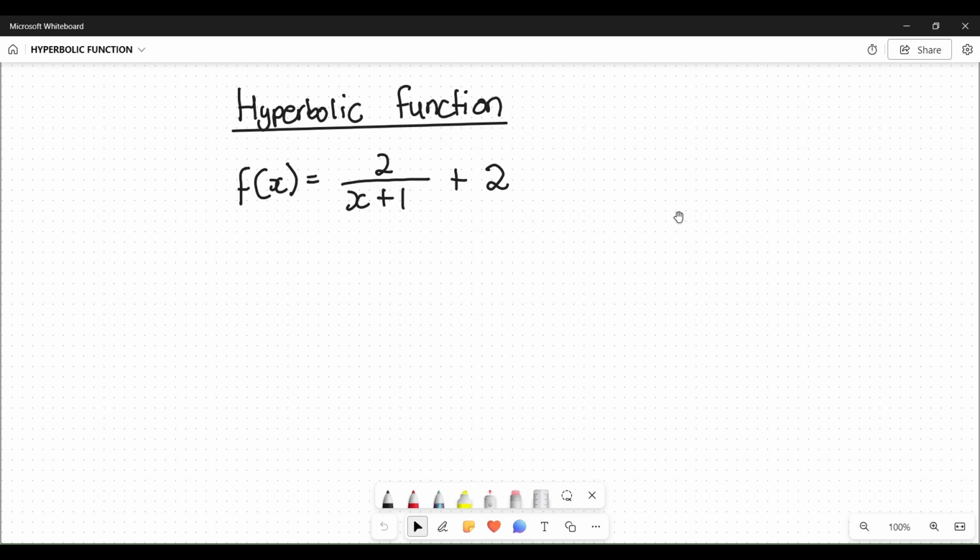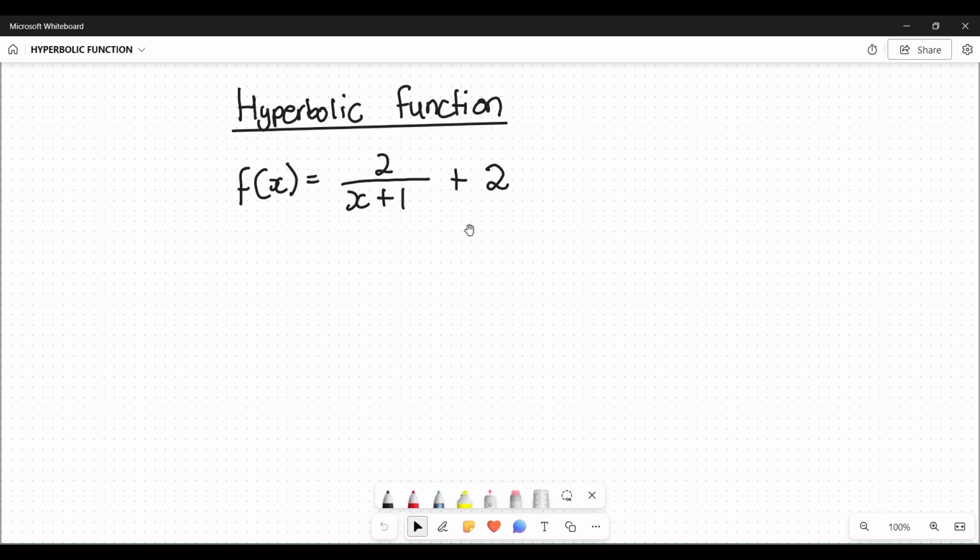In this video, I'm going to talk about the curve sketching of a hyperbolic function. Our hyperbolic function is defined by f of x equals 2 over x plus 1, plus 2. Now, in order to sketch the hyperbolic function, the first step is to identify some key characteristics of the hyperbolic function.